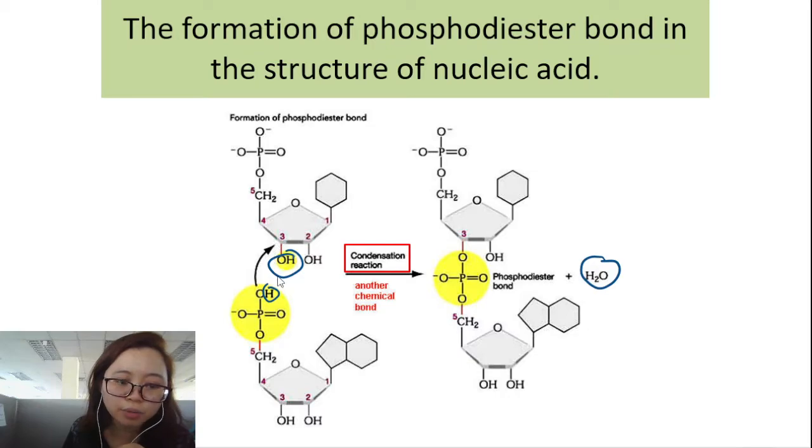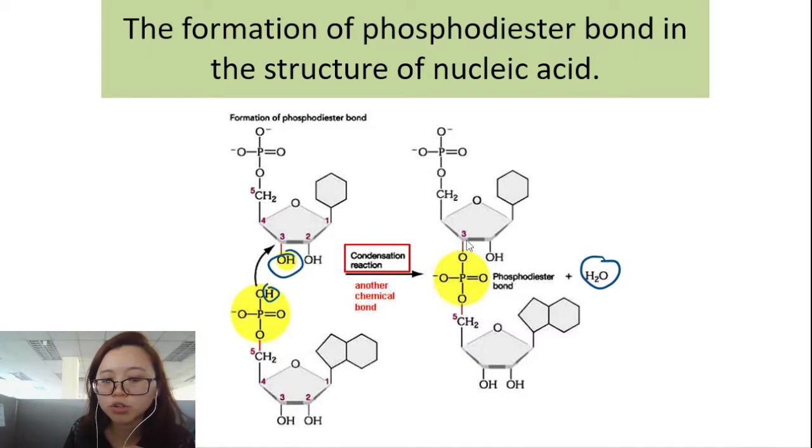At the third carbon, that OH, and the phosphate group punya H, this OH will be taken out, this H will be taken out, and form a molecule of water. When they are taken out, these two parts will join and form a bond. The bond is called phosphodiester bond.